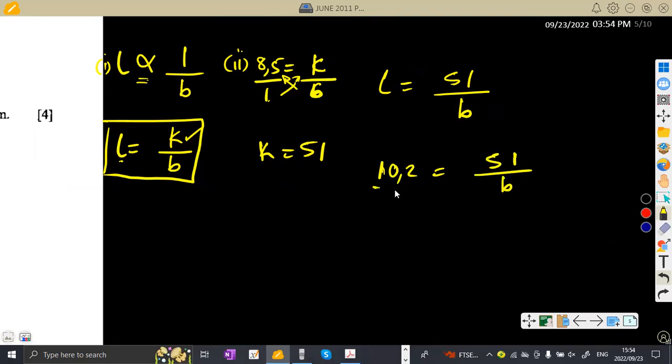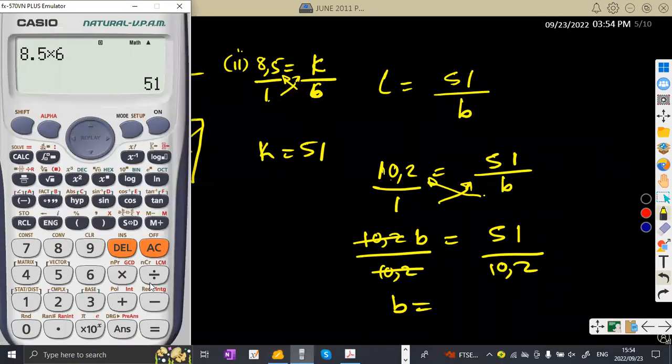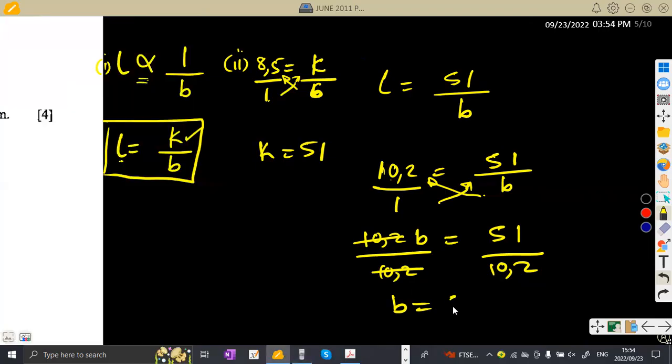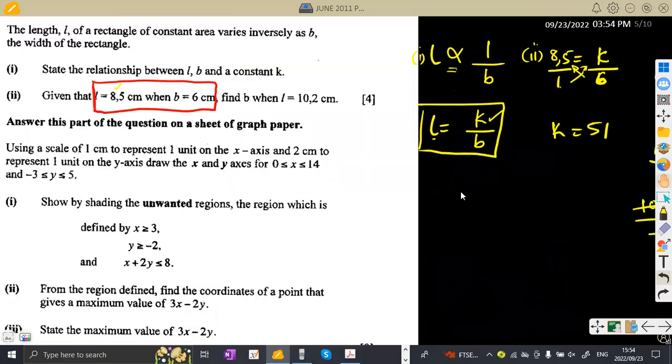So how do I find B? I can simply cross multiply here. That's 10.2 times B, so 10.2B is equal to 51. To find B, divide by 10.2 both sides. If we divide 51 by 10.2, it is going to give us 5. So our B is going to be 5 centimeters. Remember, the units were in centimeters, so this B is going to be in centimeters, just like that. So guys, it was pretty easy for this question. Let us cross-check the other part now.